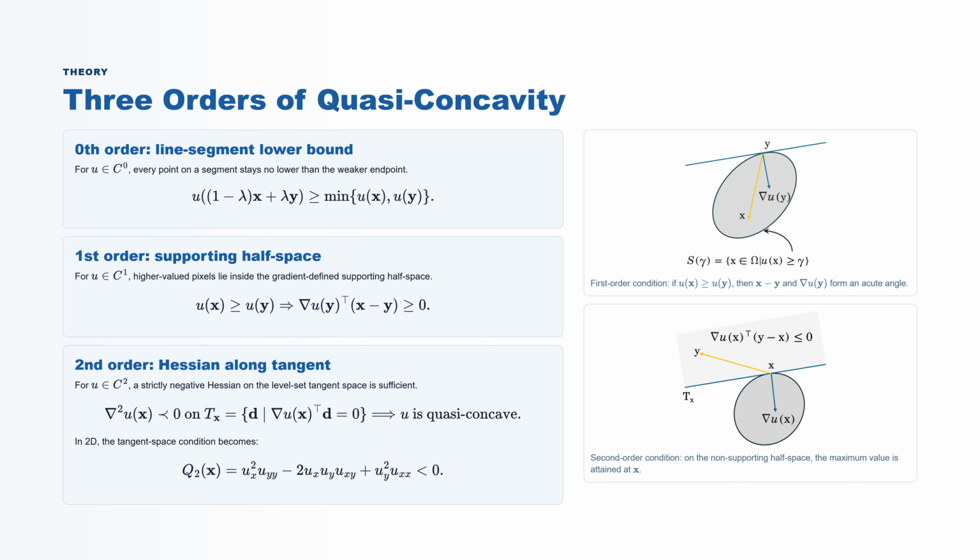For the first-order case, we use gradients. If one point has higher value than another point, then it should lie inside the supporting half space defined by the gradient. For the second-order case, we use the Hessian. Intuitively, along the tangent direction of each level set, the function should curve downward. In 2D, this gives us a compact formula, Q2 of x smaller than 0, which is very useful for implementation.